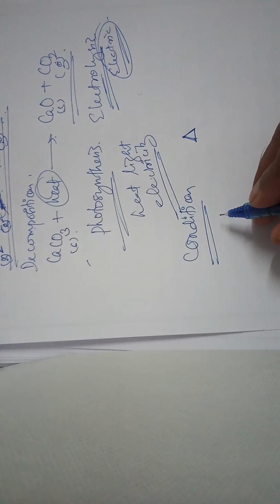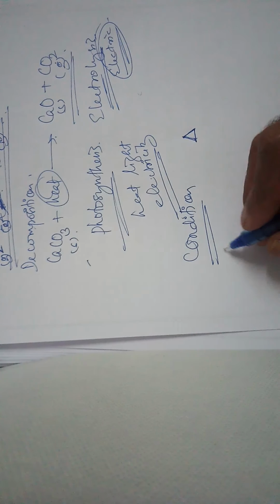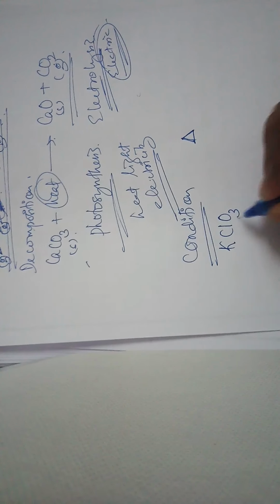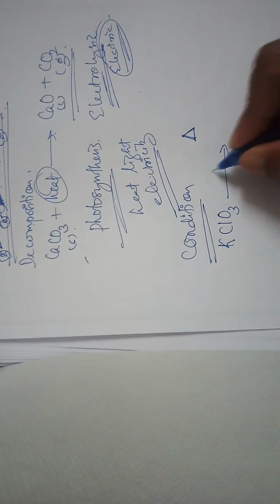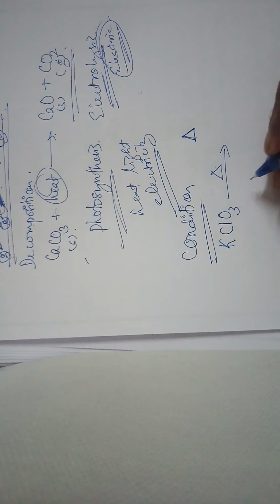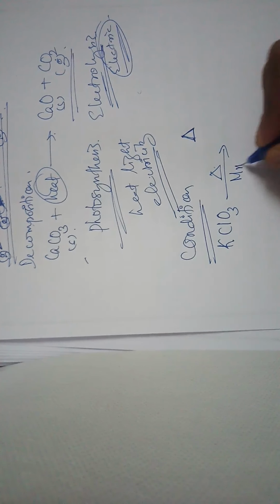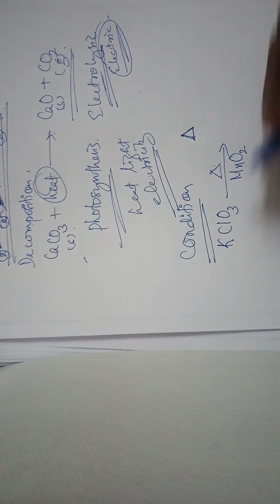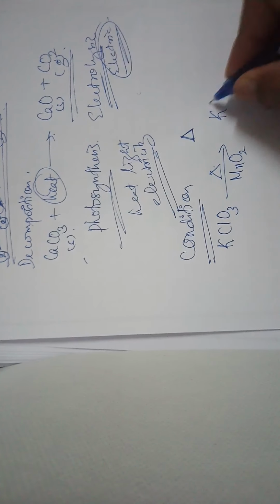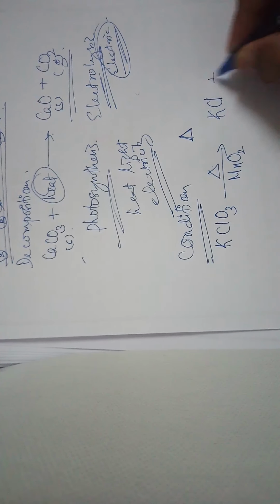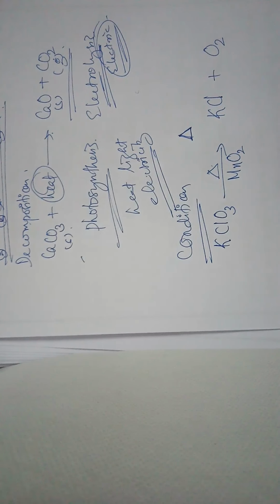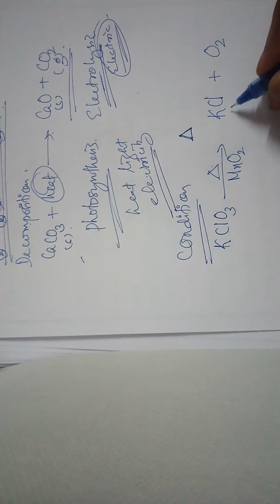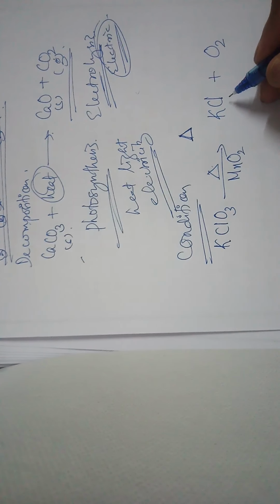Consider potassium chlorate, KClO3. KClO3, when heated or energy is supplied, in the presence of a catalyst MnO2, manganese dioxide, will form KCl plus O2, oxygen gas is evolved. What is a catalyst, that you know? Potassium chlorate, when heated in the presence of manganese dioxide, forms potassium chloride and oxygen gas is evolved.